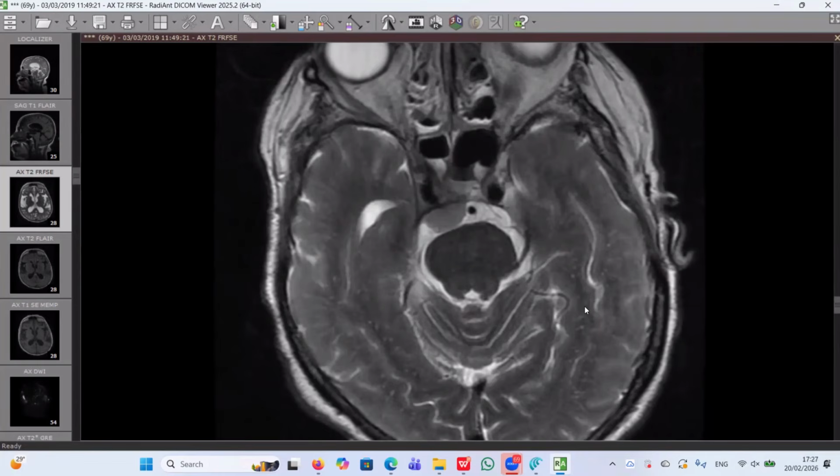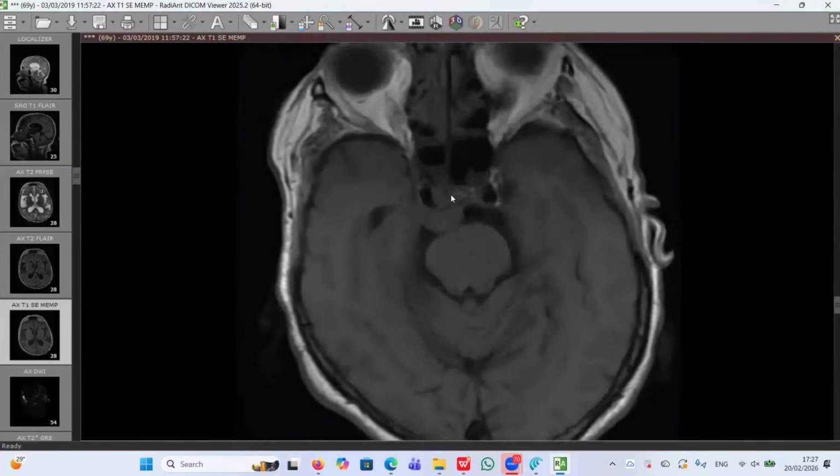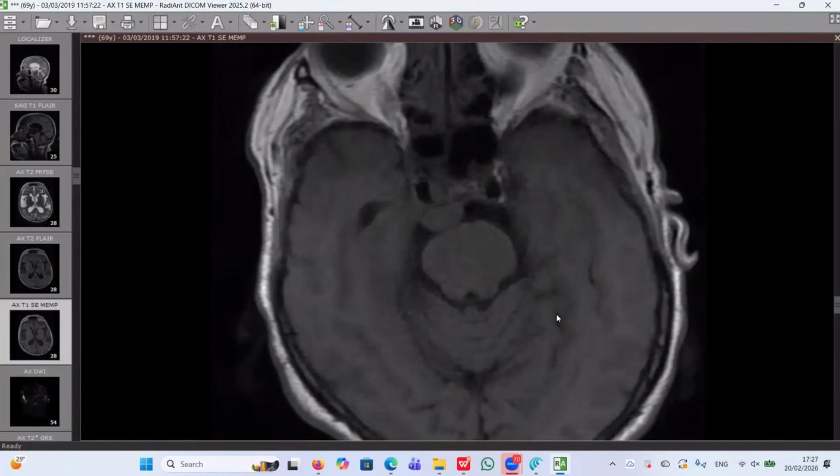This appears low signal on T1. This one is T2, so it displays iso-intense signal in the T2. No problem, I will give you the T1. Okay, this is the T1. T1 is slightly hyperintense as compared to the T2. So these findings are more or less iso-intense, more or less in an extra-axial region.